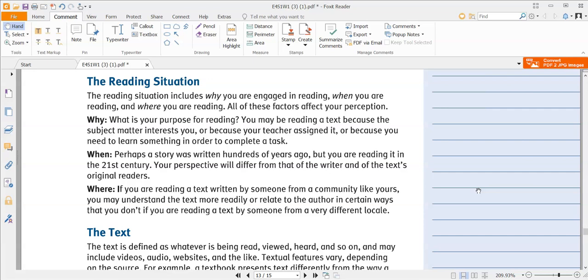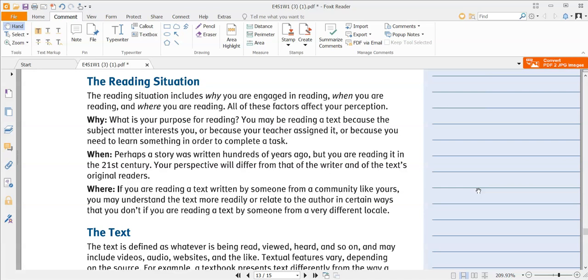Why? What is your purpose for reading? You may be reading a text because the subject matter interests you, or because your teacher assigned it, or because you need to learn something in order to complete a task. When? Perhaps a story was written hundreds of years ago, but you are reading it in the 21st century. Your perspective will differ from that of the writer and of the text's original readers.